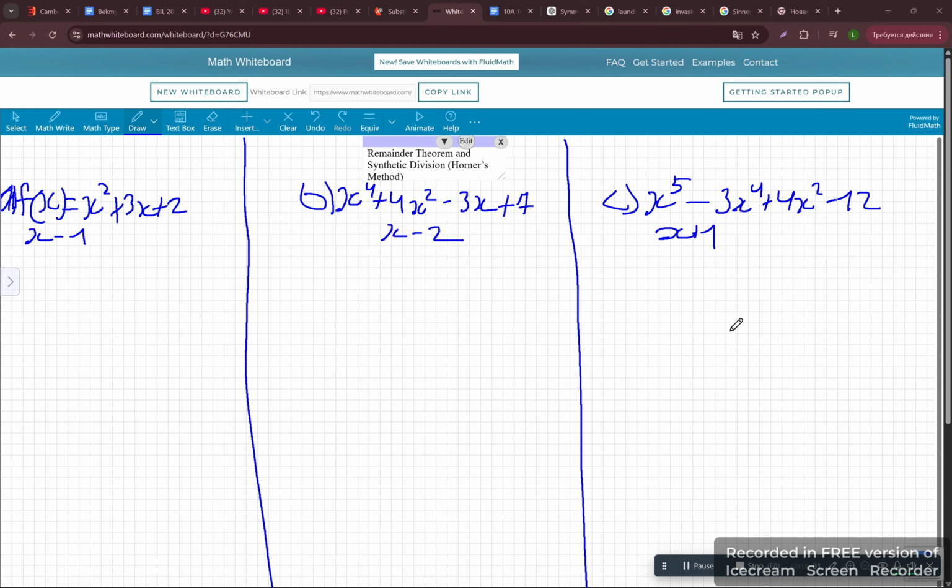Our fourth topic is the remainder theorem and synthetic division, also known as Horner's method. With this theorem, we can identify whether there is any remainder in the polynomial or not. So let's begin with an easy example as here. In the remainder theorem, we use an unusual method of solving.